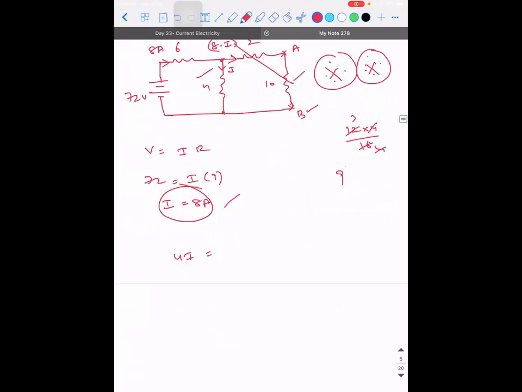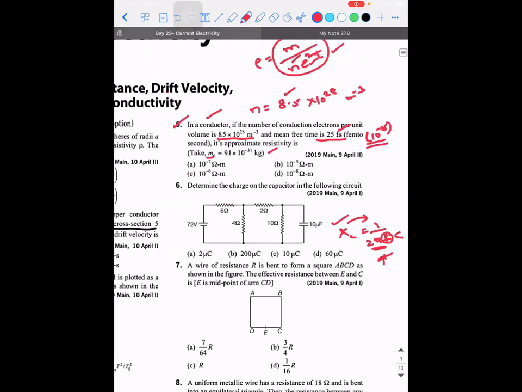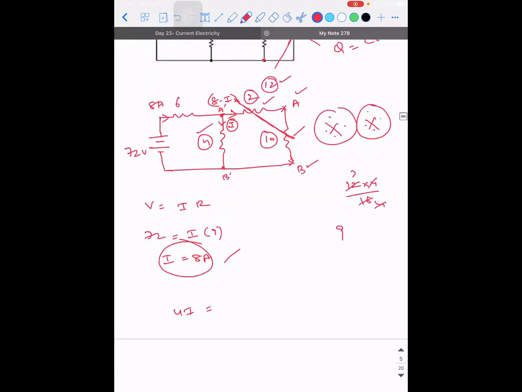So 4 into I is the potential difference across the points A dash and B dash. The same will be the potential difference across the 12 ohm resistor. If you combine this 2 ohm also with the 10 ohm, it is going to become a 12 ohm resistor. So the circuit can be redrawn as 4 ohm and 12 ohm. How are they both? They both are in parallel. Parallel, potential difference same. So 4I is equal to 12 into 8 minus I.